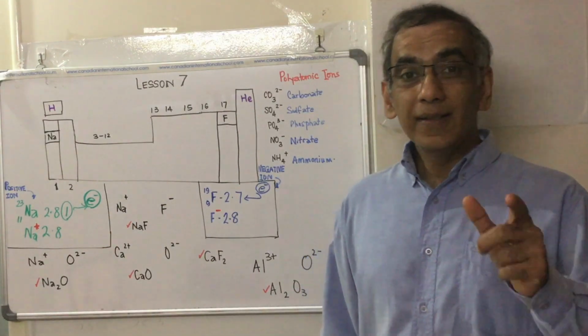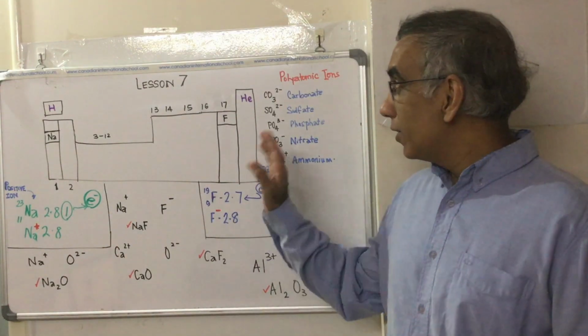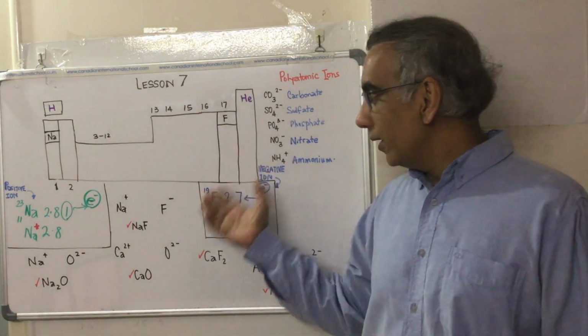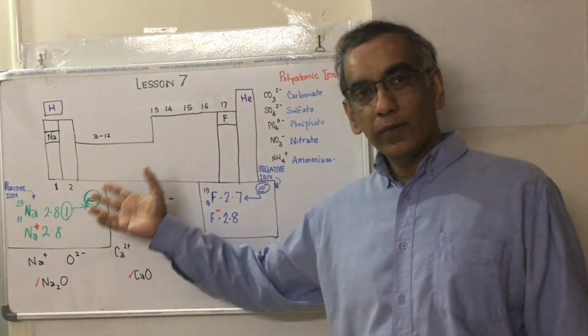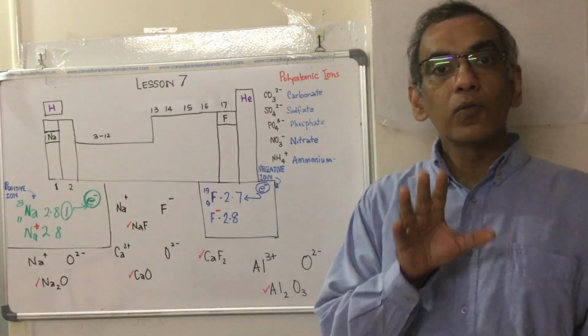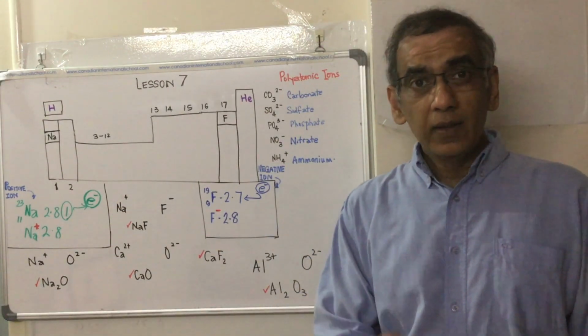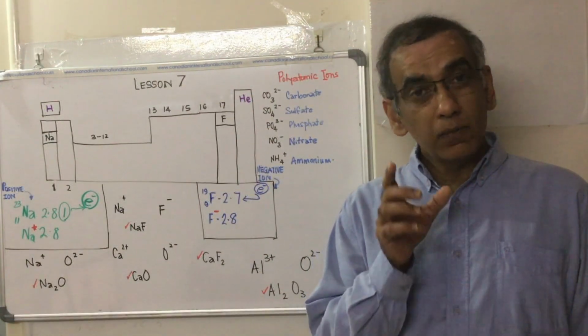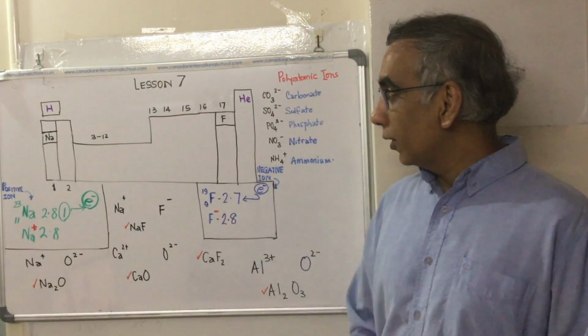Hello and welcome to lesson 7, where we return to look at the periodic table, but relating some of the information from it to the formation of ions and then looking at how to write formulae for ionic compounds and also for covalent molecules. Let's have a look.